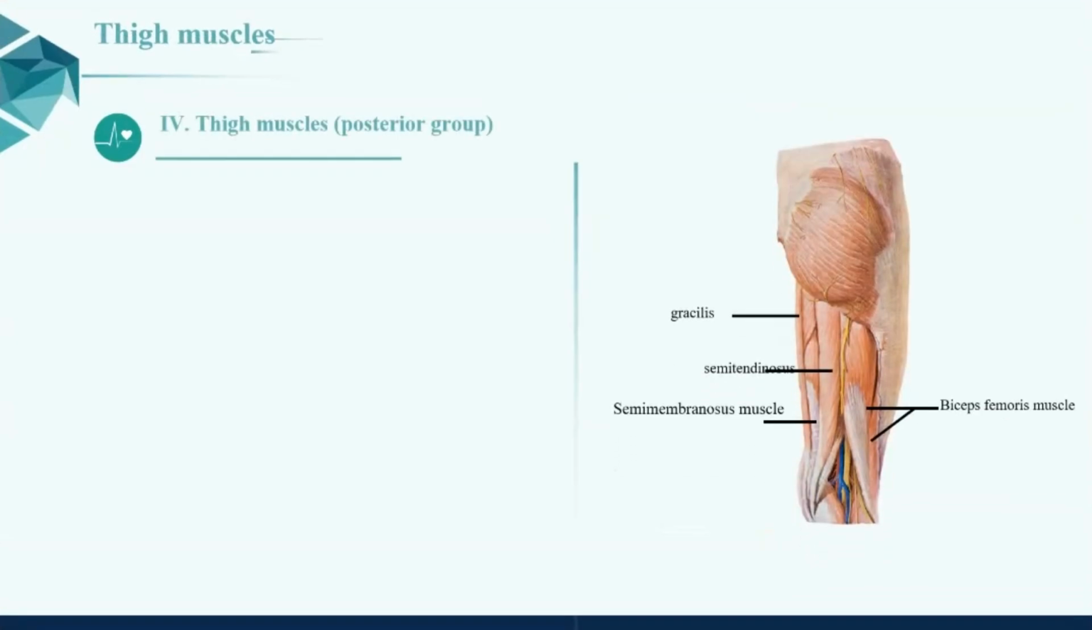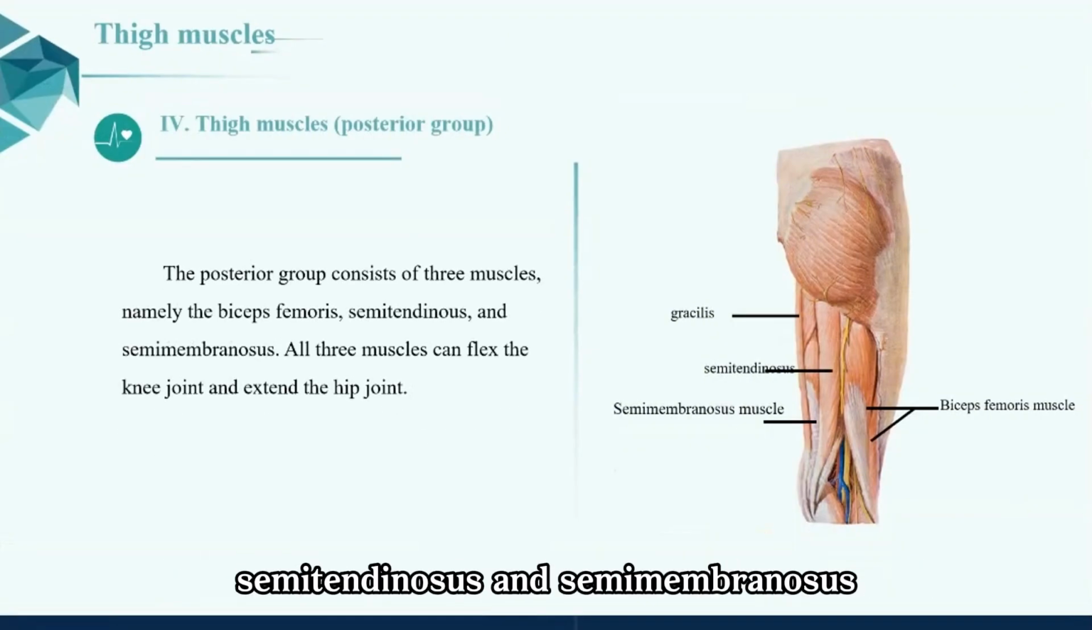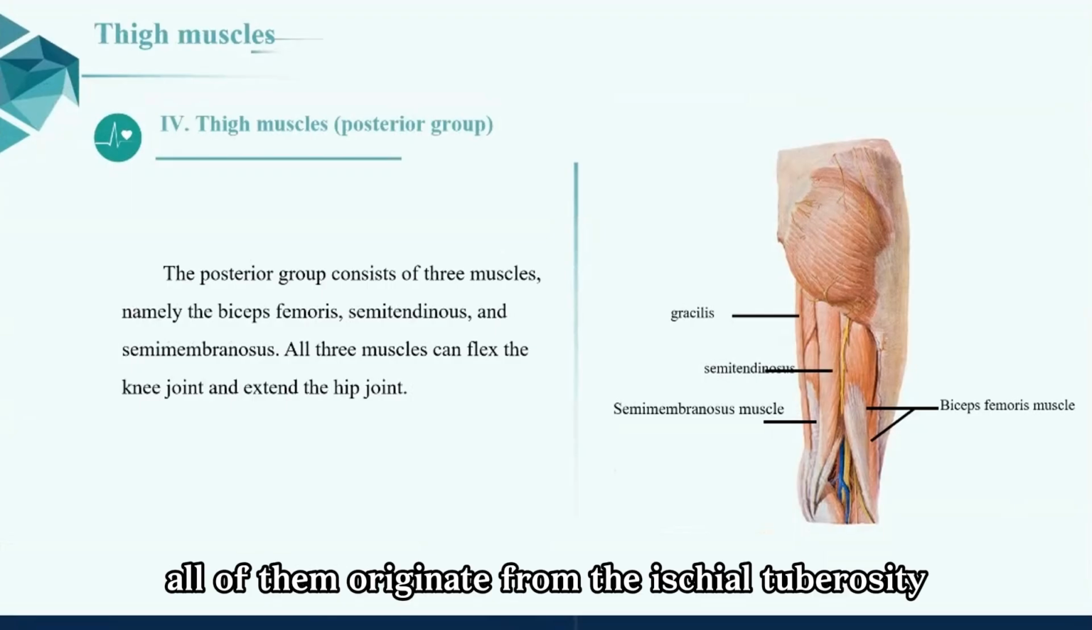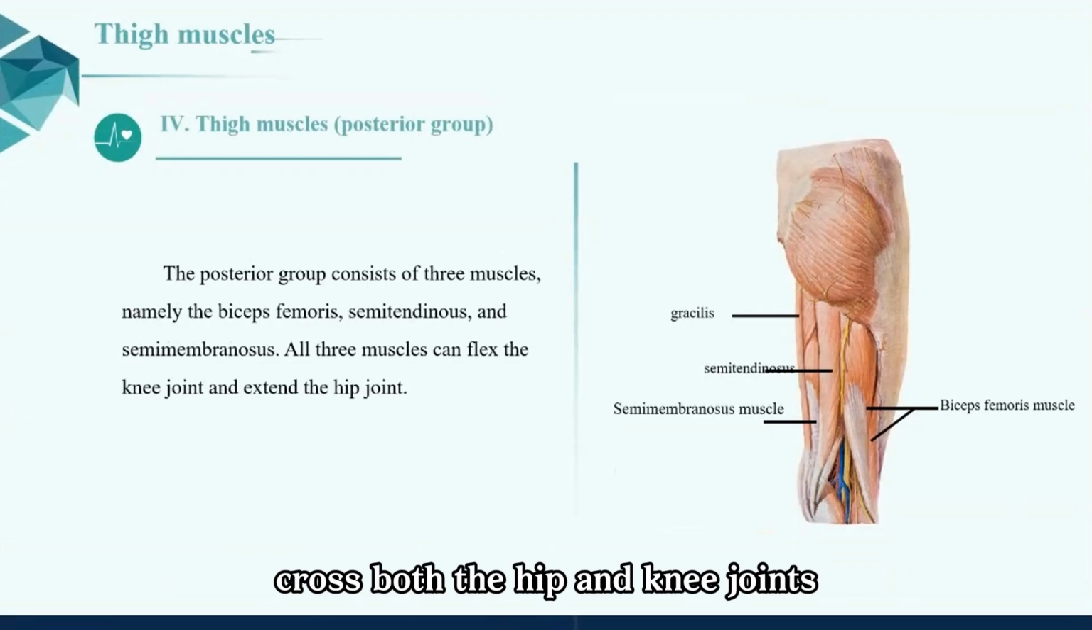The posterior group consists of the biceps femoris, semitendinosus, and semimembranosus. All of them originate from the ischial tuberosity, cross both the hip and knee joints, and are often called hamstrings.